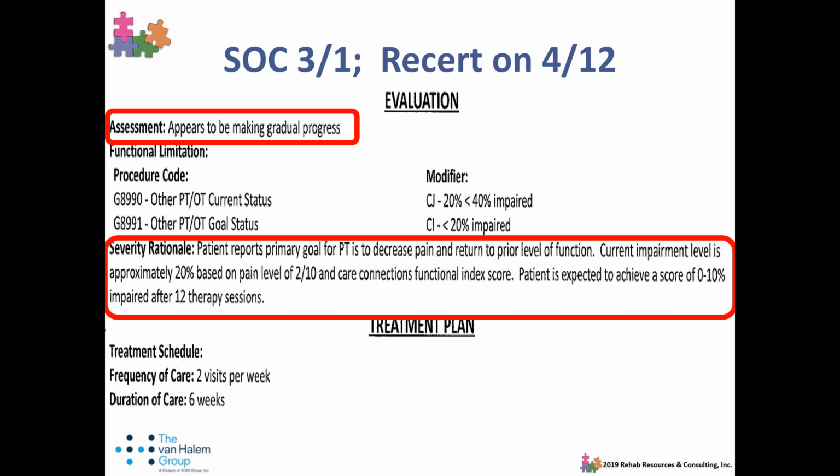In the rationale, the therapist states the patient's primary goal is to decrease pain and return to function. However, what will be done differently? Given the lack of progress toward the goals, why does this therapist think the patient will achieve a goal of 0 to 10% impaired after 12 more visits?